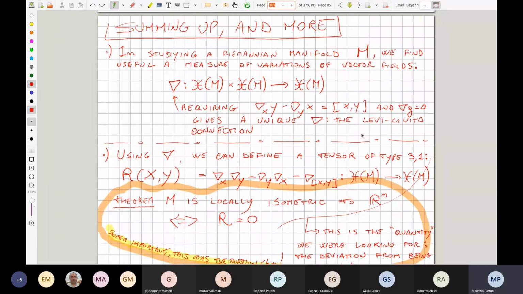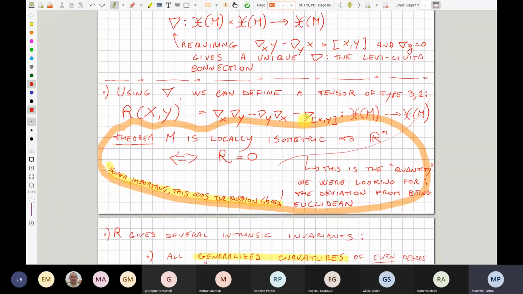So for the moment, what we have said, let's just read. In studying a Riemannian manifold, we find it useful to measure the variations of vector fields. Okay, we said this in several ways. And so we need a notion of derivative. This derivative gives us a unique connection when we ask for compatibility with the metric and zero torsion. And we have this Levi-Civita connection.